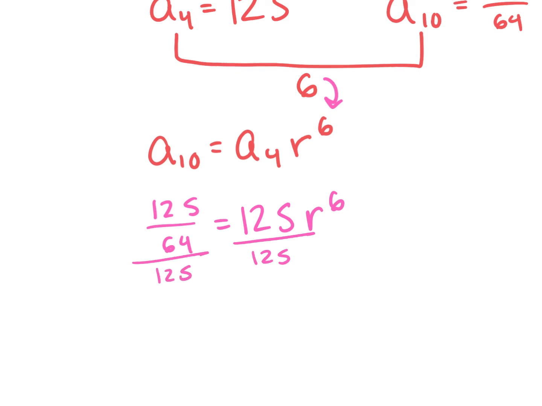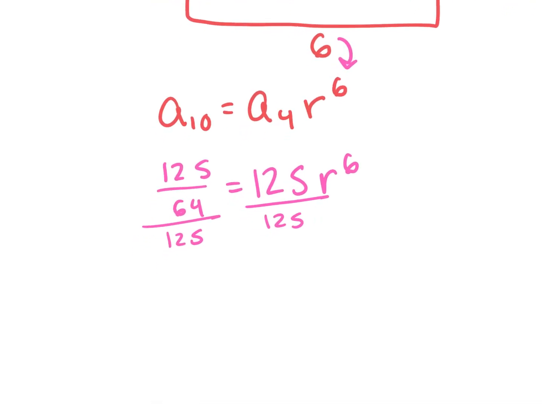What do I do when I have a fraction in a fraction? Keep, change, flip. So this is 125 over 1, because it's a whole number. So keep the top, change to multiplication, and flip the bottom. So that would be like 1 over 64? The 125s cancel, so it's 1 over 64 is equal to r to the 6th power.